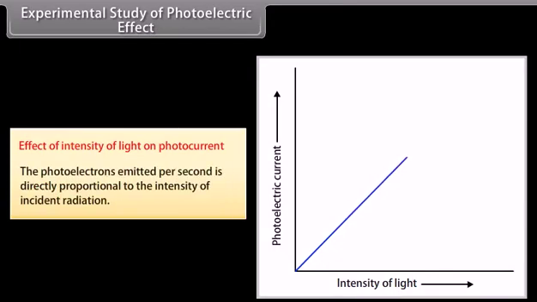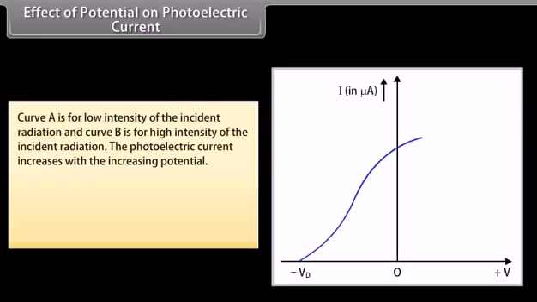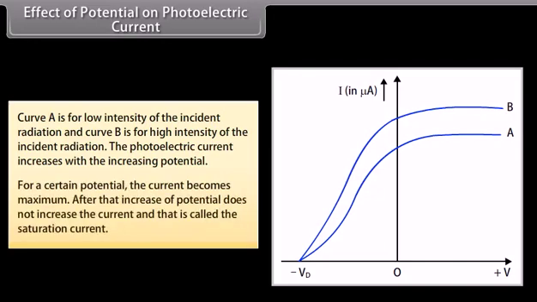The number of photoelectrons emitted per second is directly proportional to the intensity of incident radiation. Effect of potential on photoelectric current. Curve A is for low intensity of the incident radiation and curve B is for high intensity of the incident radiation. The photoelectric current increases with the increasing potential. For a certain potential, the current becomes maximum. After that, increase of potential does not increase the current, and that is called the saturation current.